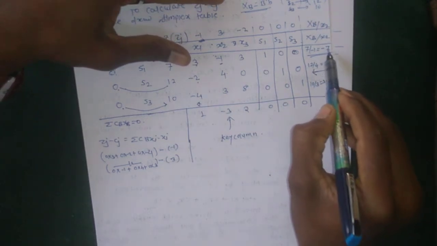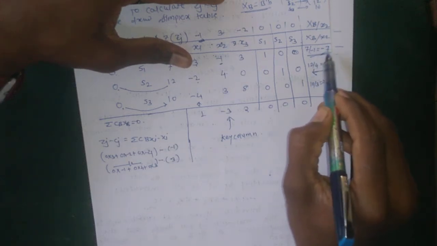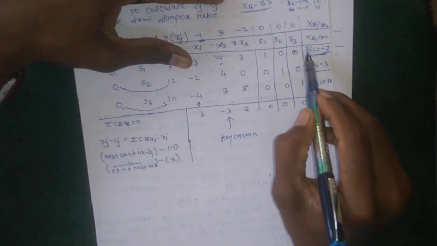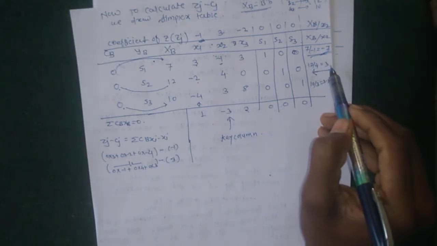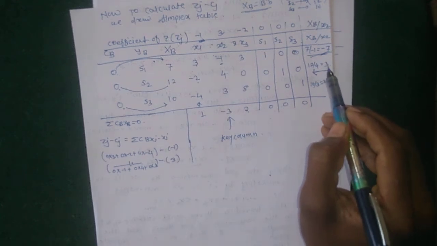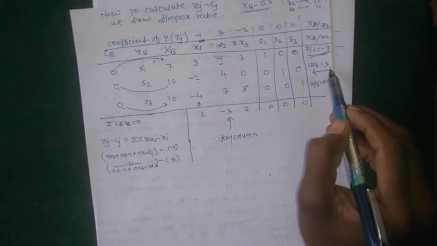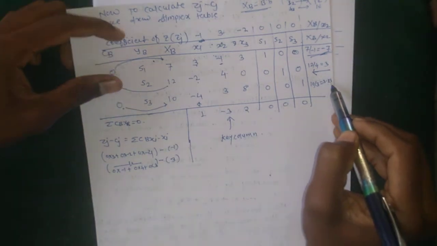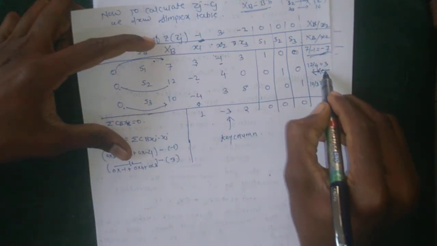Okay, so here -7 is smallest, but this ratio is negative, so we delete this ratio. This ratio is not considered. Consider the ratios which are greater than or equal to 0, and among them take the smallest term. Okay, 3 is smaller than 3.33, so this is our key row.